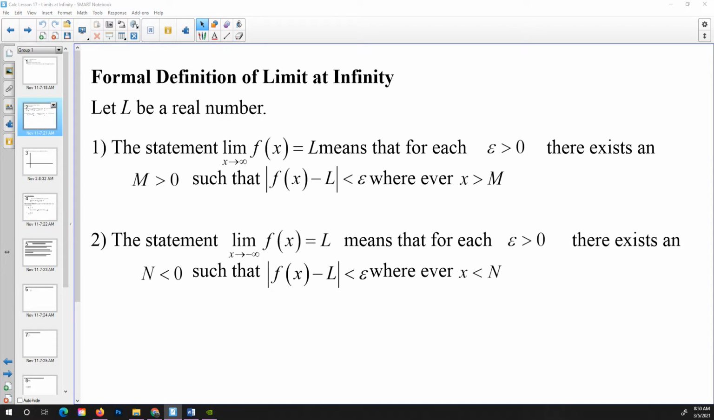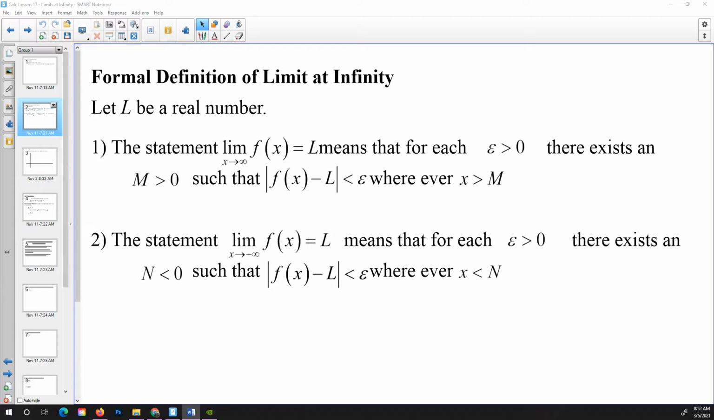First, let's talk about a formal definition of a limit at infinity. Let L be a real number. The statement, the limit as x goes to infinity of f of x equals L, means that for each epsilon greater than 0, there exists an M greater than 0 such that the absolute value of f of x minus L is less than epsilon whenever x is greater than M. And the statement, the limit as x goes to negative infinity of f of x equals L, means that for each epsilon greater than 0, there exists an N less than 0 such that the absolute value of f of x minus L is less than epsilon whenever x is less than N. So this is a difficult definition to understand when you're just reading the expressions here.